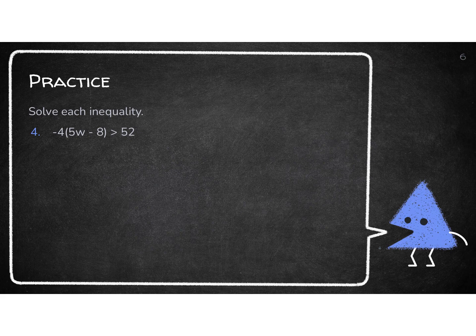Let's look at this one now. I have that distributive property happening, right? So I'm going to do that. I'm going to do negative 20w because negative 4 times 5. And then negative 4 times negative 8 is going to give me a positive 32 is greater than or equal to 52. So we'll keep solving. I'm going to subtract that 32 from both sides. So I'm going to end up with negative 20w is greater than 20.